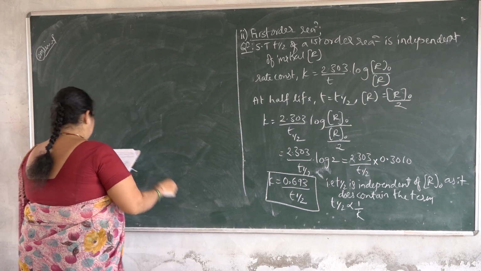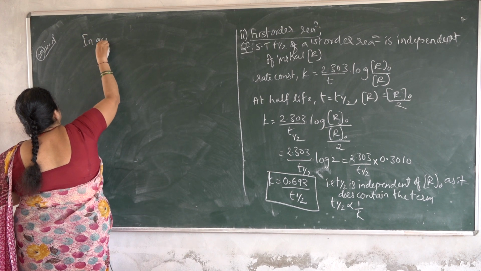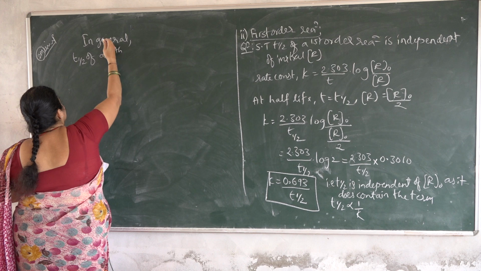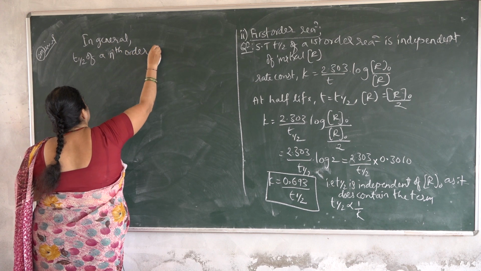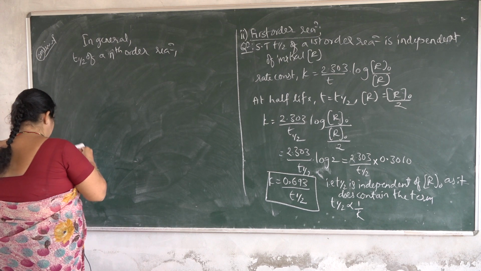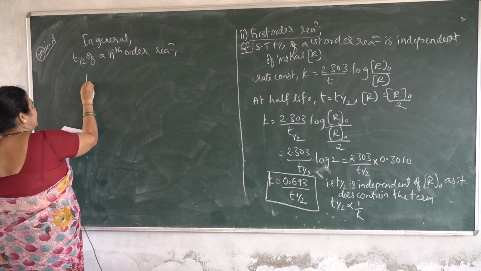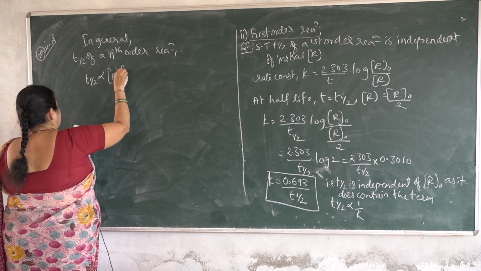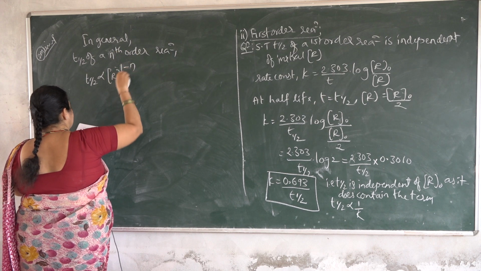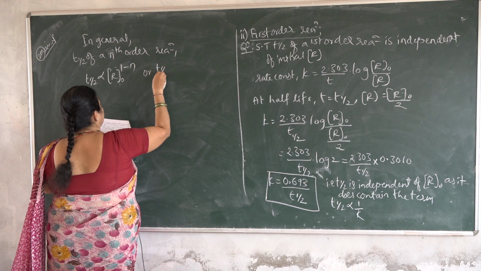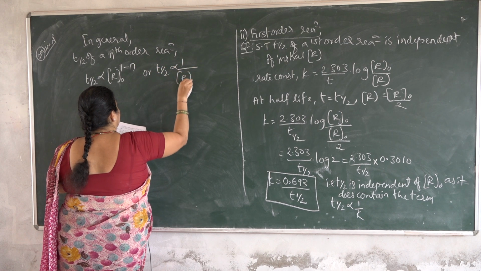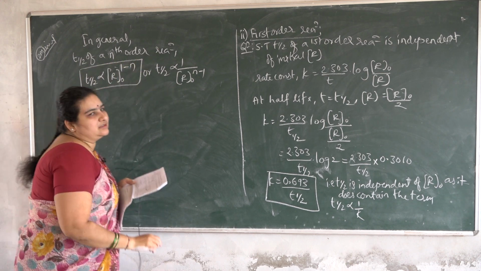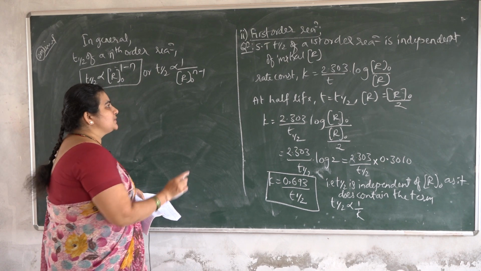So in general, the half-life of an nth order reaction is related by the equation: t half is proportional to R naught raised to 1 minus n, or t half is proportional to 1 divided by R naught raised to n minus 1. Remember this equation or the other. Okay, so go on substituting the terms.